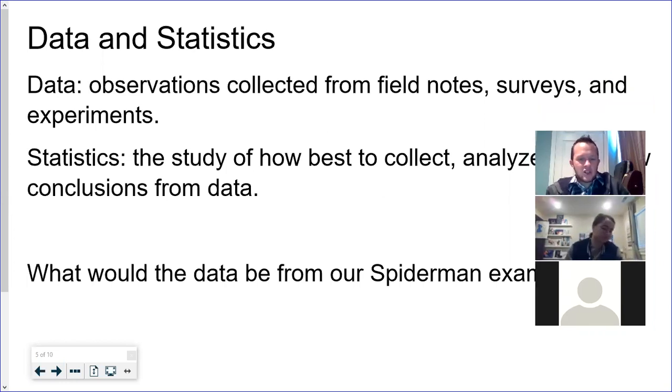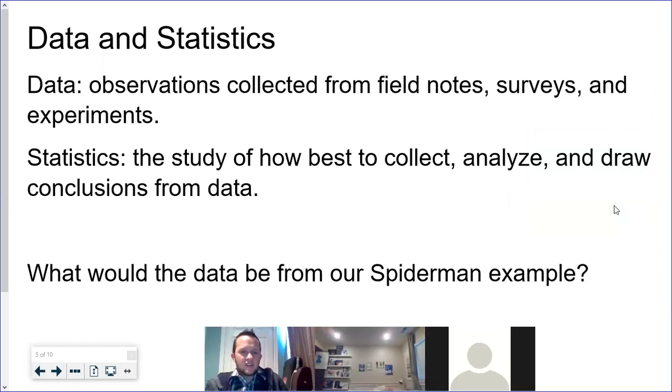And here's our definition of statistics. Statistics is a study of how to best collect, analyze, and draw conclusions from that data, which is our observations, okay? So in this last example, we just talked about Spider-Man. What is our data? Someone just unmute or put in the chat. What's our data from Spider-Man? Don't overthink it. It's not that hard. It was just whether you've seen it or not, right? And in our class, we had 11 out of 16 who had seen it.